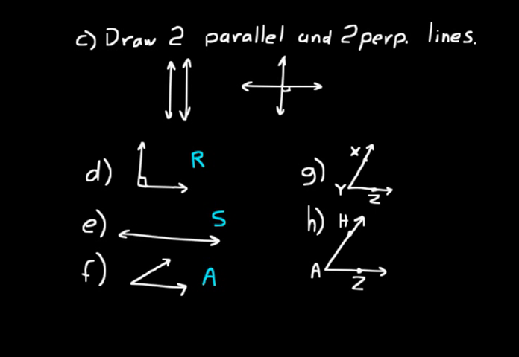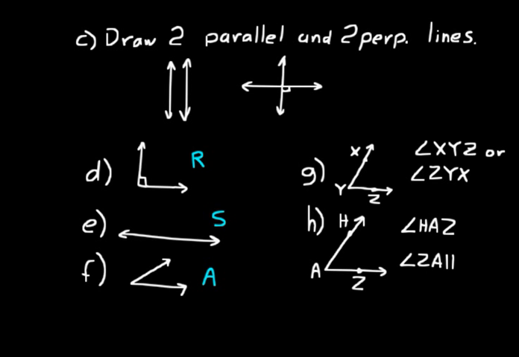In G and H, remember there's two ways to write an angle. Put the little angle symbol, X, Y, Z, or angle Z, Y, X. Vertex always has to go in the middle. And then on H, angle H, A, Z, and then also angle Z, A, H. Vertex is always written as the middle letter when you're identifying an angle like that.